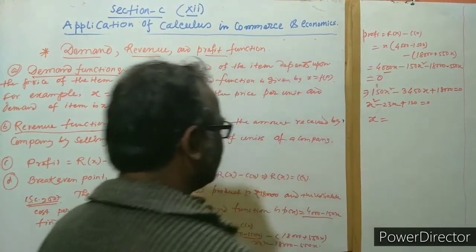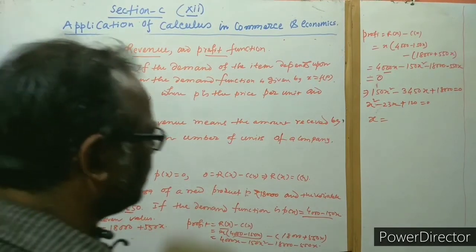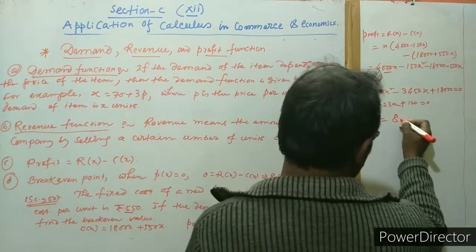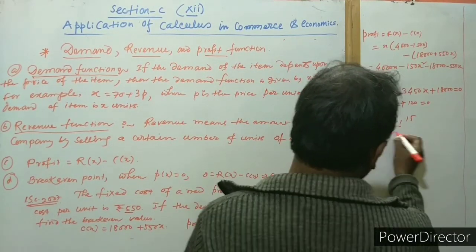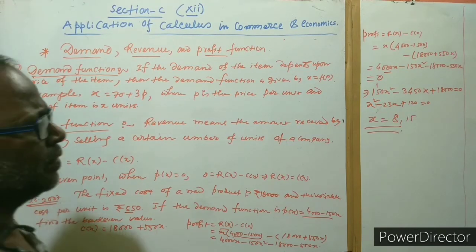Then applying the middle term factorization, we get x equal to 8 and 15. So these are the levels of output when the profit margin is 0. So the break-even points here are x equal to 8 and x equal to 15.